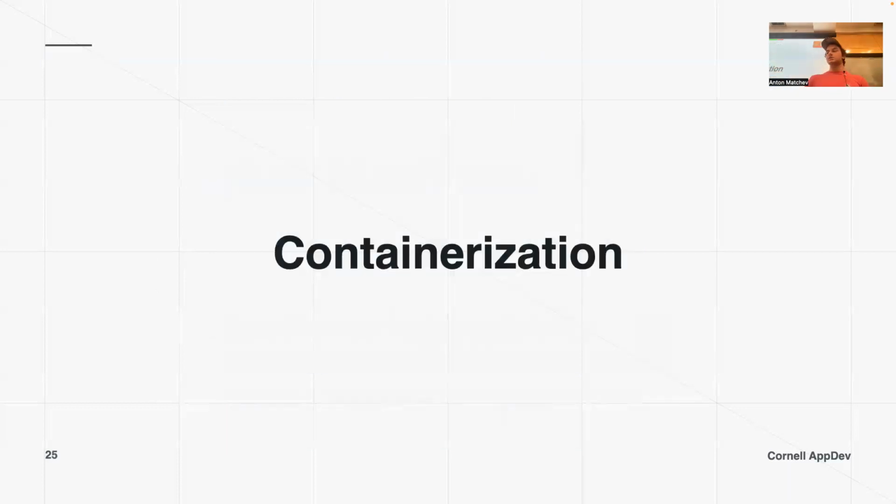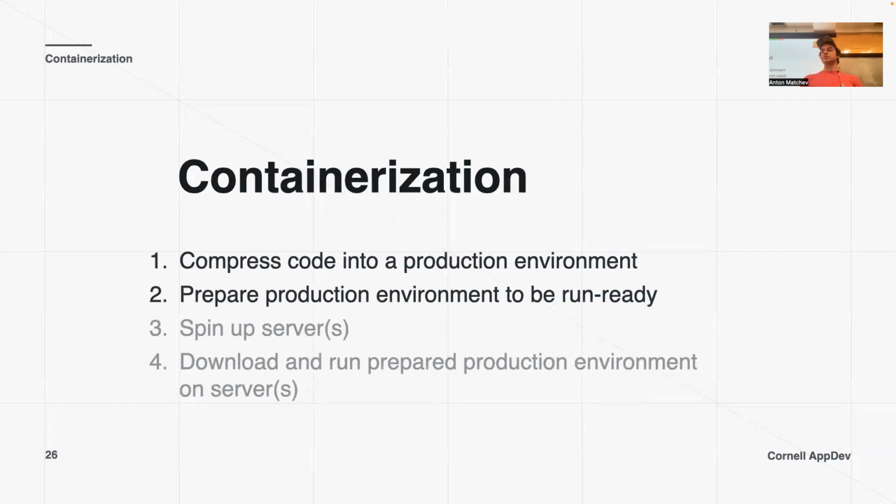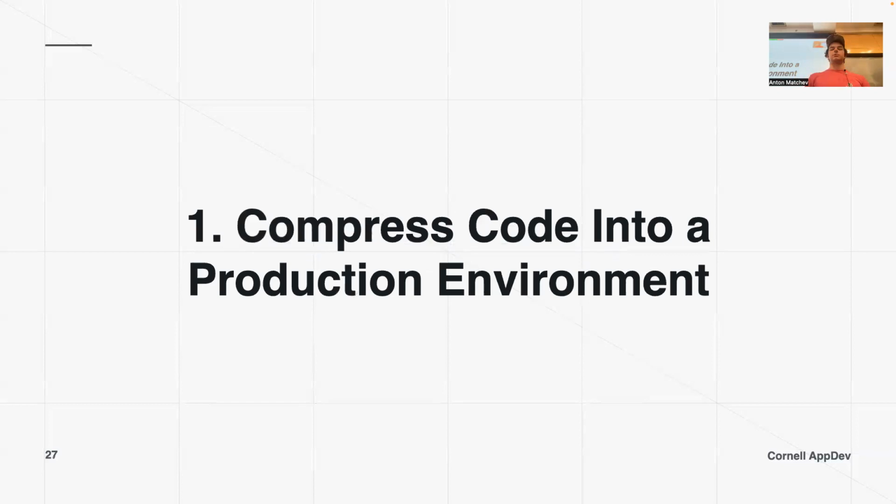So the solution to this is containerization, which is the main theme of this lecture. Containerization, again, compresses code into a production environment, and then it prepares the production environment to be run ready. The first step of this is to compress code into a production environment. And to do this, we need something called Docker.